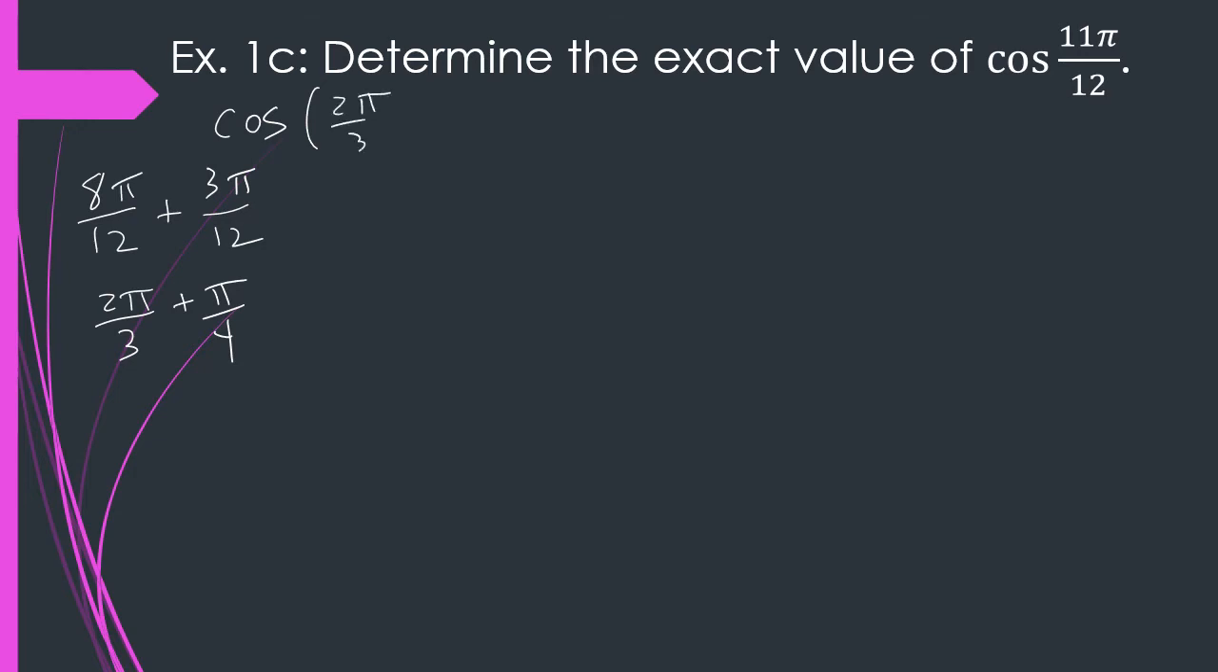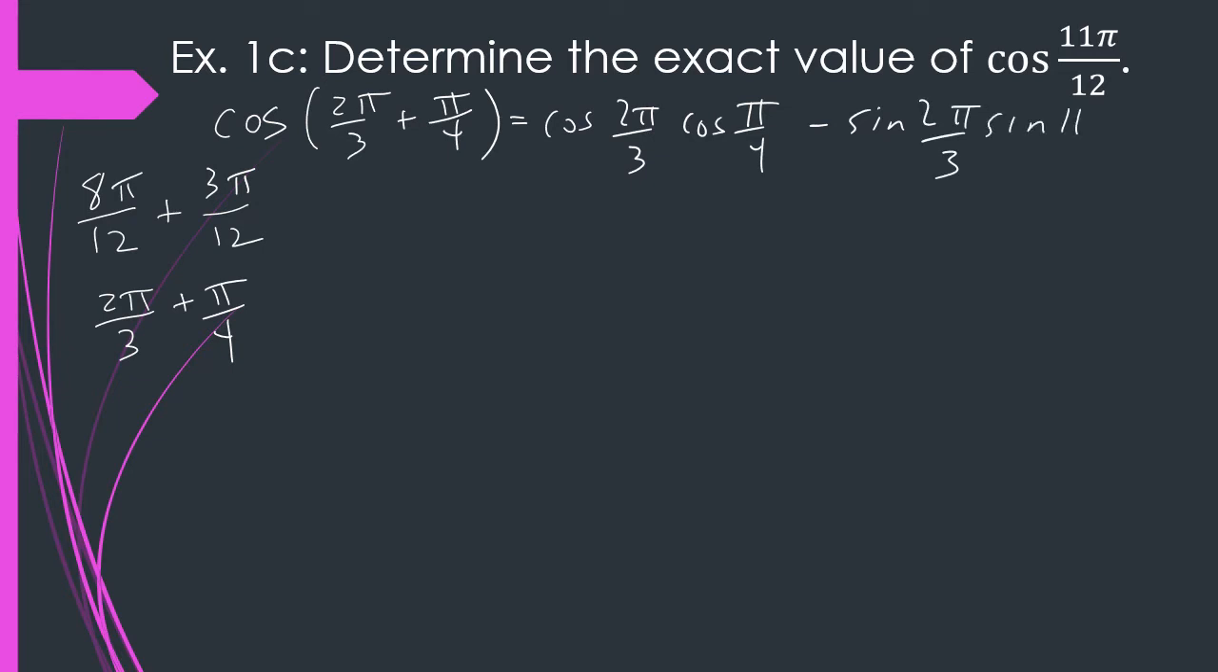2 pi over 3 plus pi over 4. Then just following the format, right? Cos A cos B minus sine A sine B. So cos 2 pi over 3, cos pi over 4 minus sine 2 pi over 3 and sine pi over 4. Cos 2 pi over 3, you're going to have to do some work for that. Cartesian plane, where is 2 pi over 3? Well, it's over here.